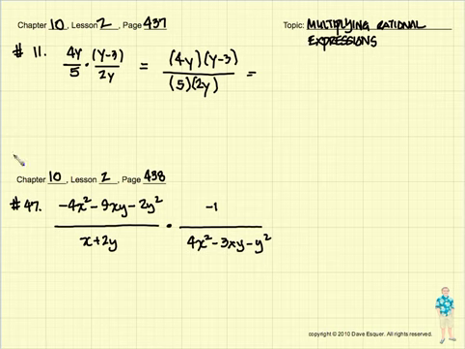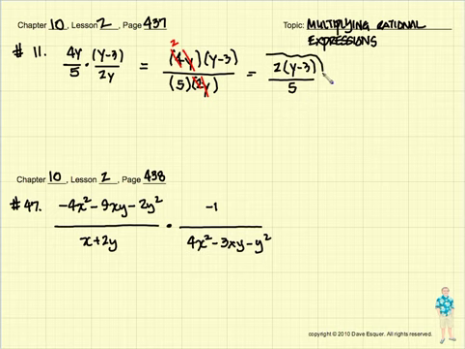And we end up canceling out the y's. We end up canceling one of the 2's. And so when we rewrite this, the numerator looks like 2 times the quantity of y minus 3, and the denominator looks like 5. And lo and behold, there's our simplified answer.